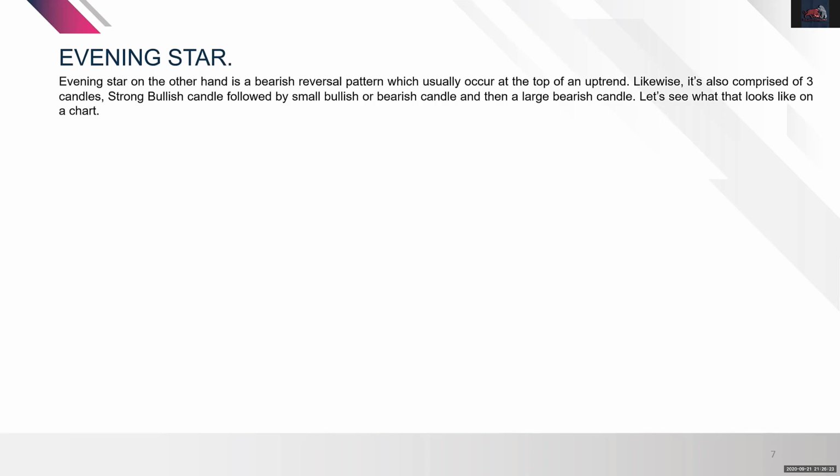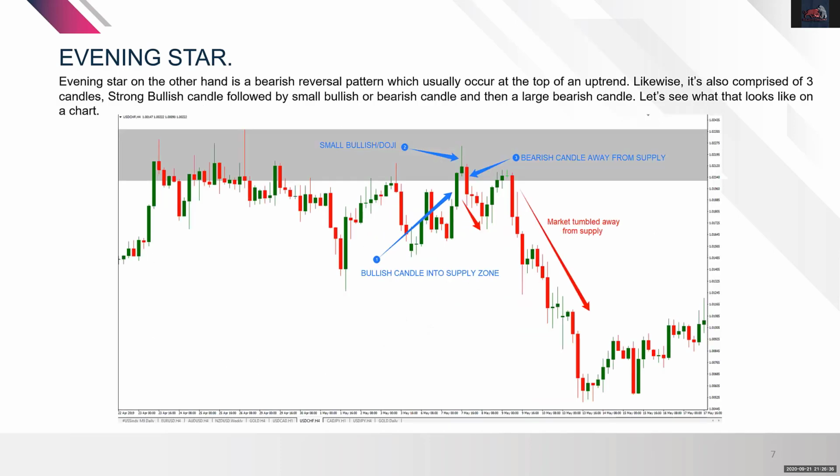So an evening star is a bearish reversal pattern, which usually occurs at the top of an uptrend. Likewise, it also comprises 3 candles: a strong bullish candle, which is number 1. We've got a strong bullish candle as we approach a supply zone. You can see my supply zone highlighted in gray there, followed by a small bullish or bearish candle, which will either be a doji. You can see candle number 2.